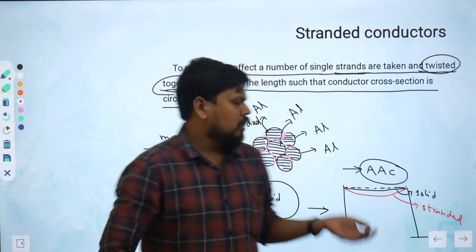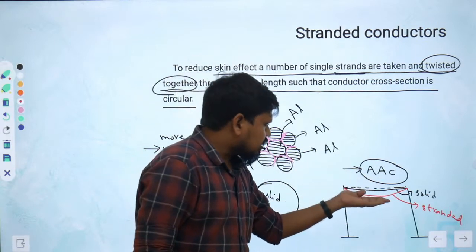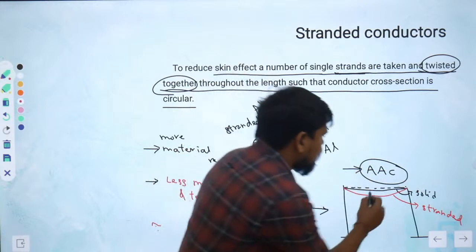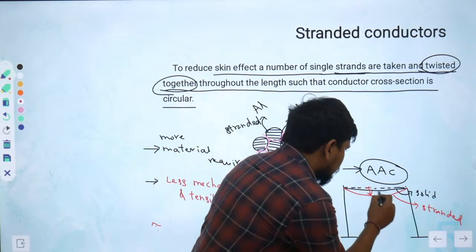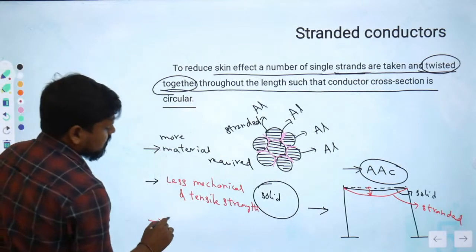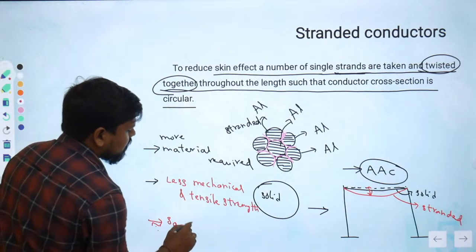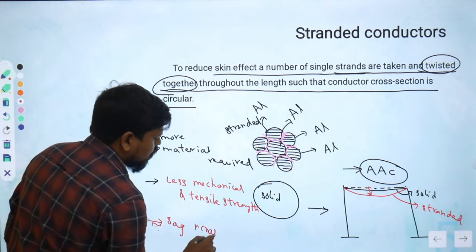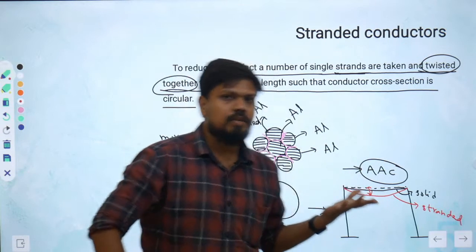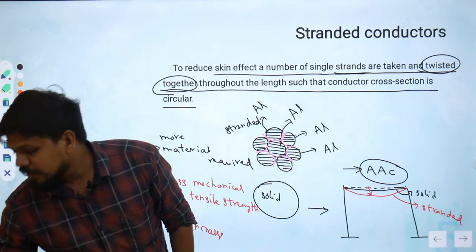Sag means the path which is forming below that actual path, okay? So this is nothing but the sag area we have. So whenever you take the stranded conductor system, sag increases, okay? Compared to what? Compared to our solid conductor system, sag increases for this, okay?